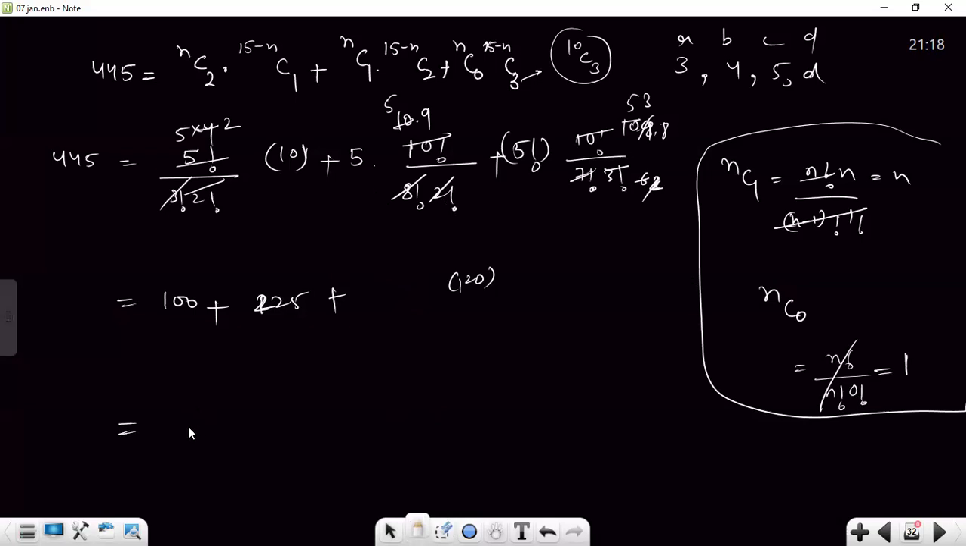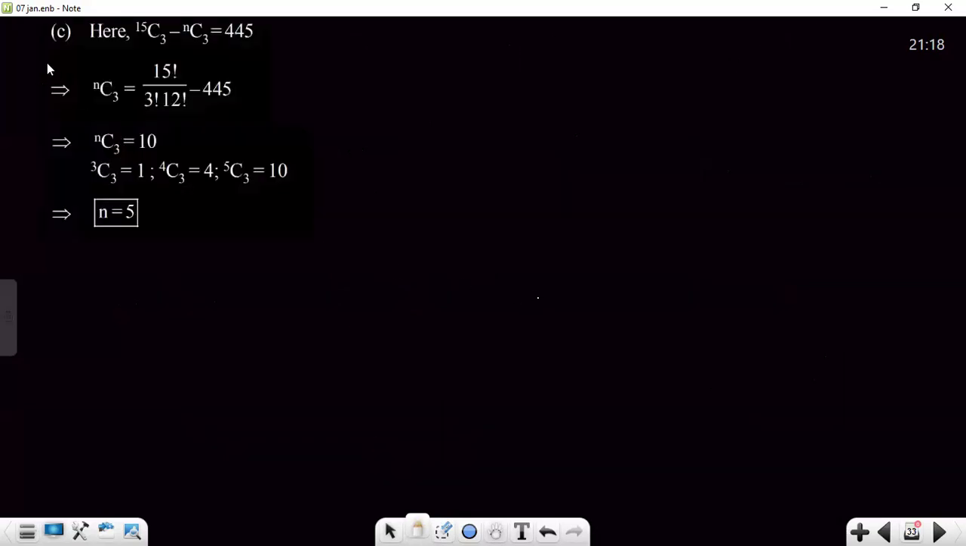Let's find out the sum. 225 plus 100 plus 120, that gives 445. Yes, LHS is equal to RHS. And let's check the answer. Yes, C is the correct answer.